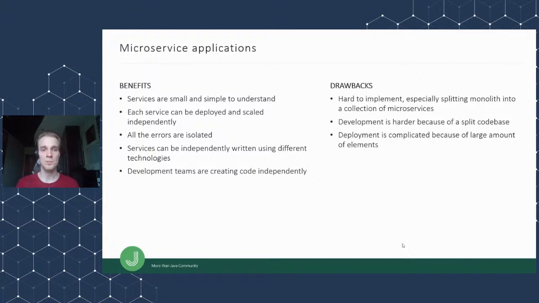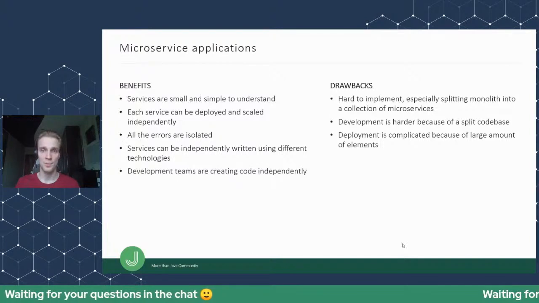And development teams are creating code independently. That means that some team can be responsible for some microservices. For example, a Python development team may work on Python microservices, while a Java development team will work on Java microservices, which is really convenient, and they will only be developing something that is in their jurisdiction, I might say. Let's discuss the drawbacks.